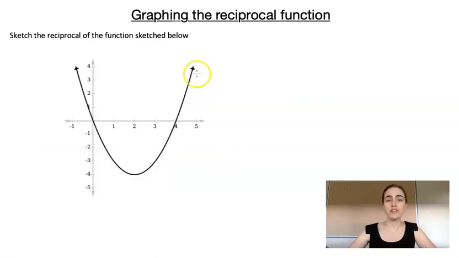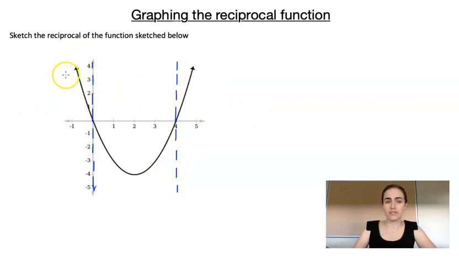The next example asks us to sketch the reciprocal of this function shown here. So the first thing, the easiest I think to start with, is that wherever there are zeros on our original graph, there are going to be vertical asymptotes. So we can draw one vertical asymptote going down here on that y-axis. And we can draw another one here through 4. So that's going to split our reciprocal function into 3 sections that we can have a look at.